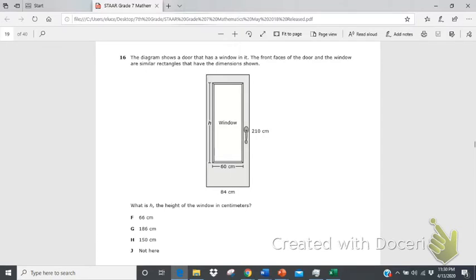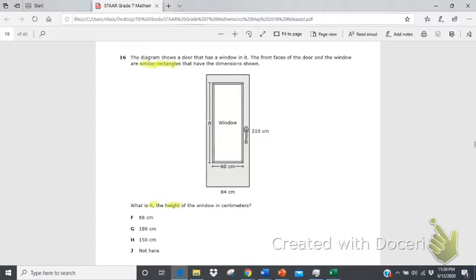Alrighty, so today we're going to continue with number 16. The diagram shows a door that has a window in it. The front faces of the door and the window are similar rectangles that have the dimensions as shown, which are given to us right there. What is H, the height of the window in centimeters?